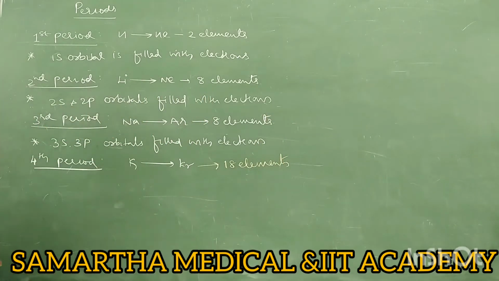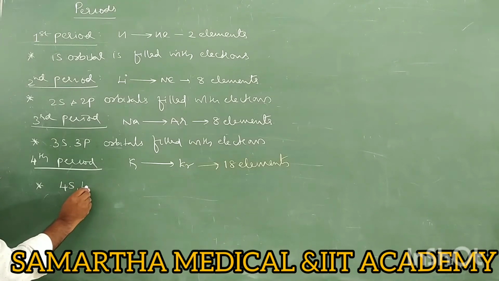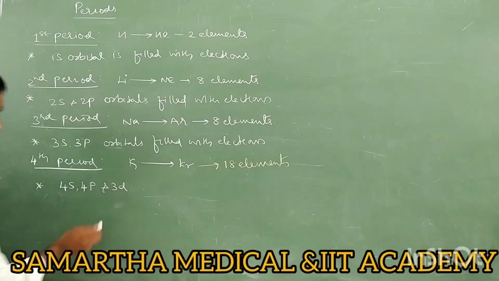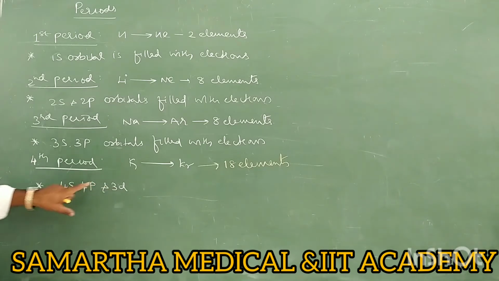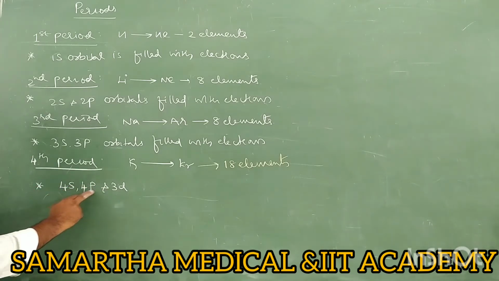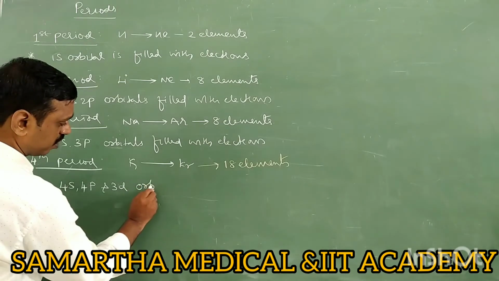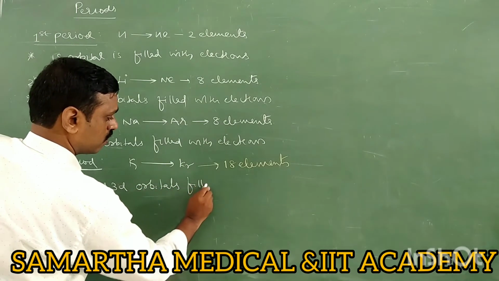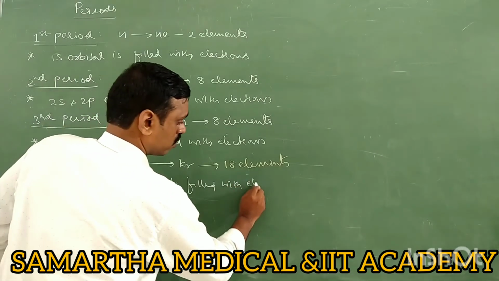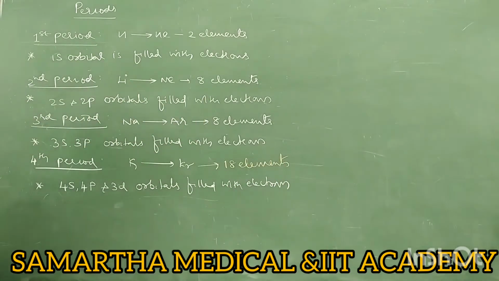In this period, electrons enter which orbitals? 4s, of course, 4p, and 3d. It means in the fourth period electrons enter the 4s orbital, of course 3d, then 4p. So remember: 4s, 4p, 3d orbitals are filled with electrons.